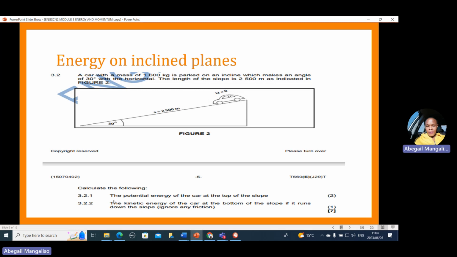Now, the first question says, calculate the potential energy of the car at the top of the slope. So potential energy is the energy a body has by virtue of its height. So one thing you must get first is what is this height? Potential energy formula is mgh. Yes. So I'm gonna show you how to do this.